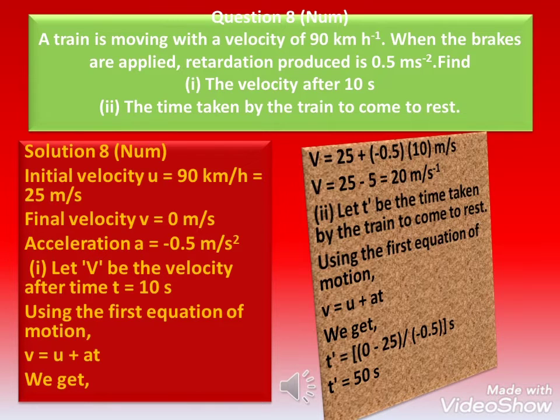Now the second part of the question, find the time taken by the train to come to rest. So let t prime be the time taken by the train to come to rest. Using the first equation of motion, v is equal to u plus at. By substituting the values, we will get t prime is equal to 0 minus 25 by 0.5 with a negative symbol. That is t prime is equal to 50 seconds.